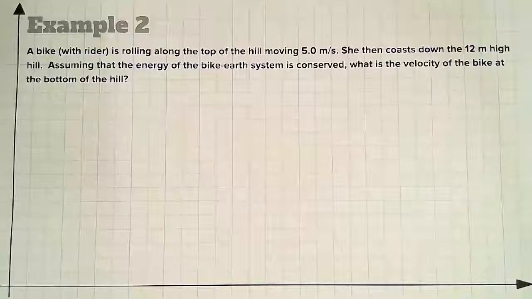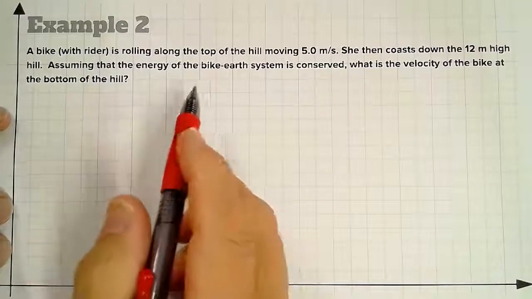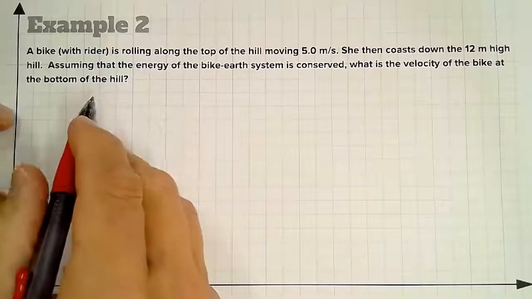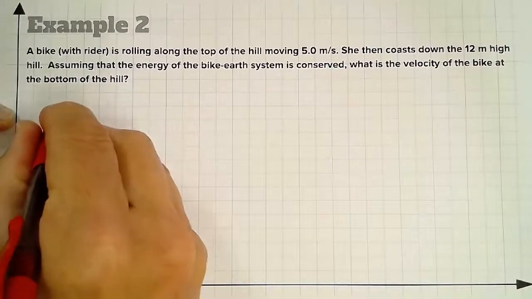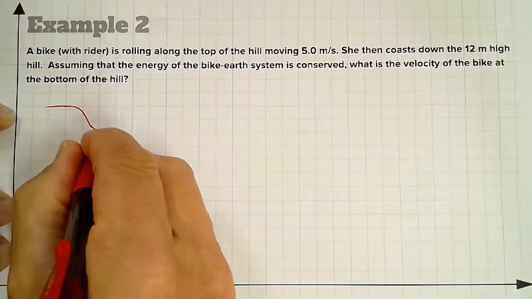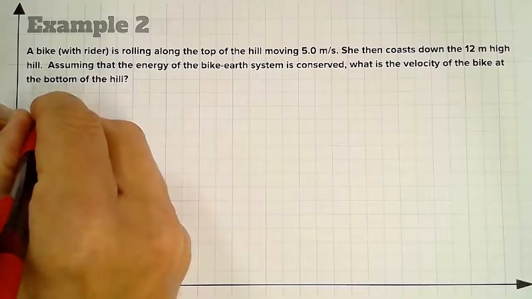Second example involves a bike rider who's going along a hill. She goes down the hill, and we want to know how fast is she going at the bottom of the hill. So we have some kind of bike rider riding along a hill. She goes down the hill, and at the bottom of the hill, she's moving faster.